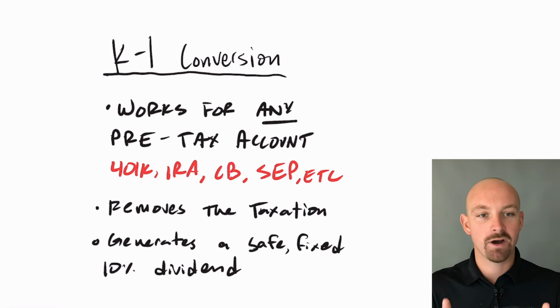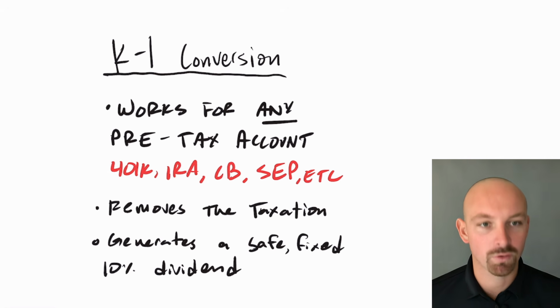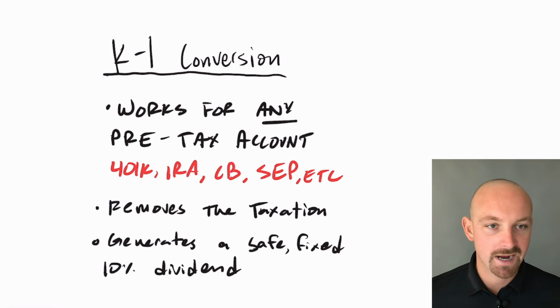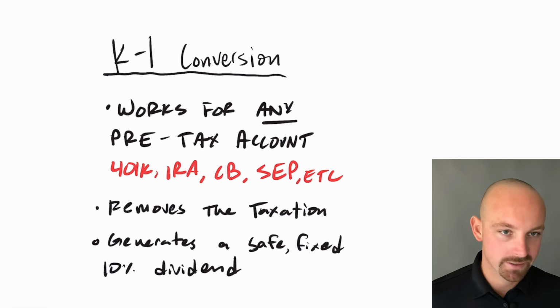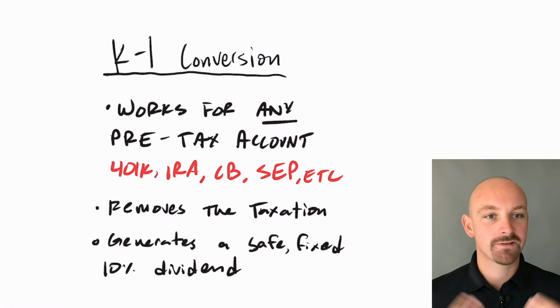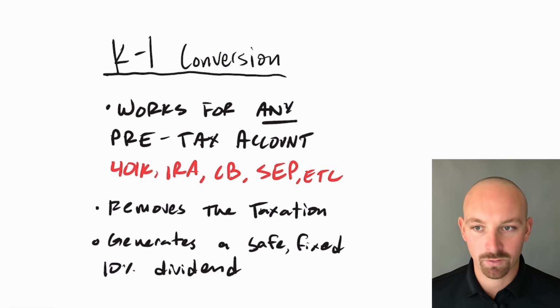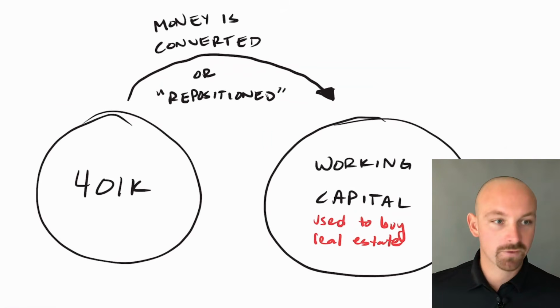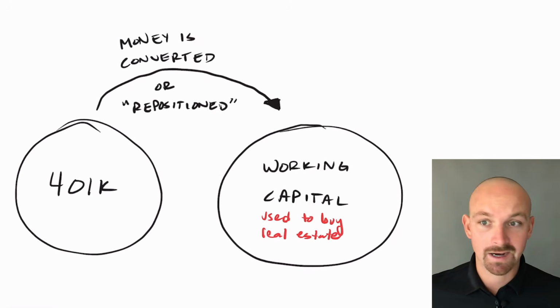But for this video, I'm going to focus specifically on removing the taxes from a 401k, IRA, etc. This works for any retirement account, any pre-tax account. It also works for real estate, etc. However, I'm going to refer to this for the rest of the video as the 401k because most people have a 401k. So when we do a K1 conversion, the first thing I want to do is explain the concept.